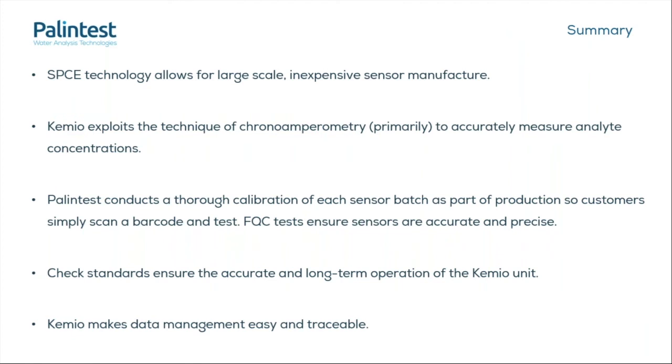Just to recap, we use a screen printed carbon electrode, which allows for large scale and inexpensive sensor manufacture. We use these sensors with the Cameo, which primarily uses chronoamperometry to measure the analyte concentrations. Palintest does all the hard work for you, and we do a thorough calibration and FQC of each batch to ensure that all the sensors are accurate and precise. The check standards can be used periodically to check that the Cameo is working accurately and for long-term operation. And the Cameo makes data management very easy by tracking everything and allowing download to the computer for analysis.